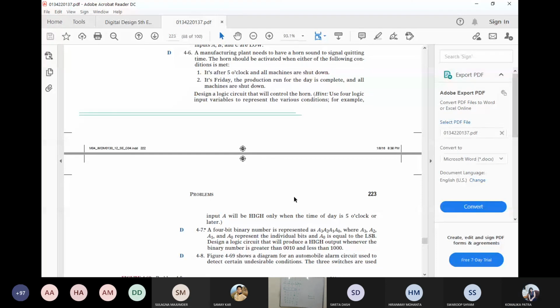0101 I already done. See, it's after 5 o'clock and all machines are shut down. So 0110. Yes, ma'am. That is the first one I have already taken. Zero, I mean don't care, 11, don't care. So that if I elaborate, then only it has come, no? Okay, ma'am. Yeah, we have already done that.